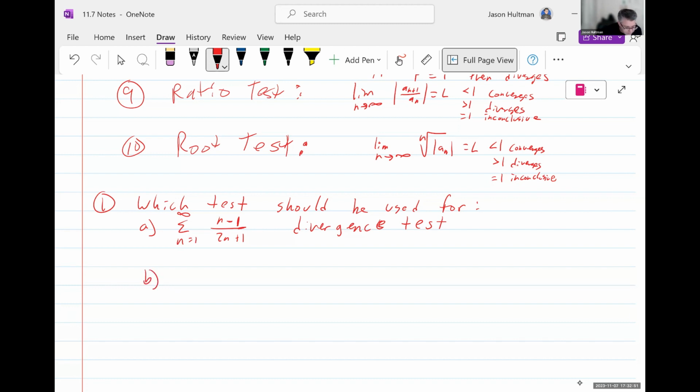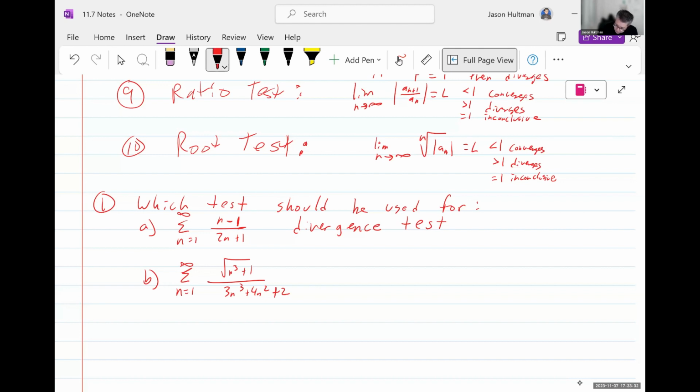Okay, B. We have n equals 1 to infinity of the square root of n cubed plus 1 over 3n cubed plus 4n squared plus 2. Now this test might not be obvious at first glance, but we can actually use the limit comparison test on this.